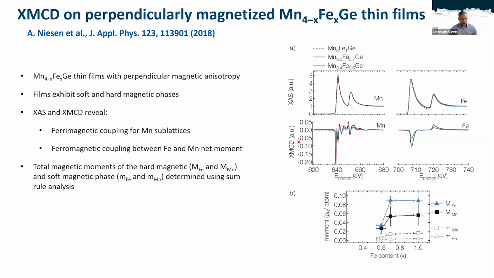Further, we were able to determine the total magnetic moments of the two magnetic species in the hard and the soft magnetic phases by using the sum rule analysis. So in general, XMCD is a very useful tool to look at different elements in a complex system and distinguish between the different contributions here.